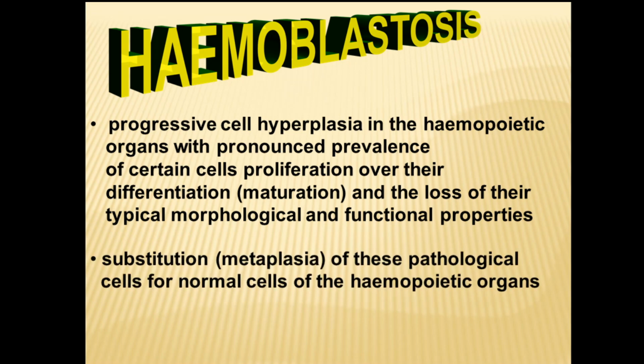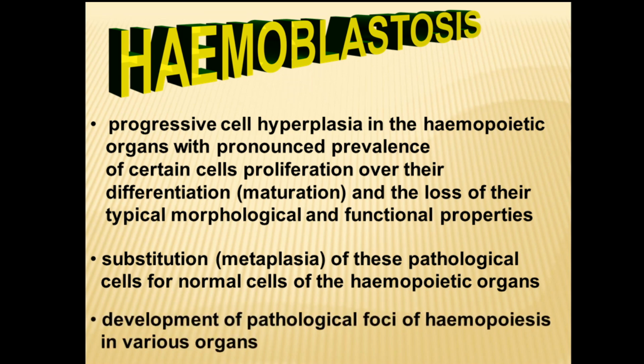Another characteristic of hemoblastosis is substitution or metaplasia of the pathological cells for normal cells of all hematopoietic organs, and development of pathological foci of hematopoiesis in various organs. They are characteristic of hemoblastosis.